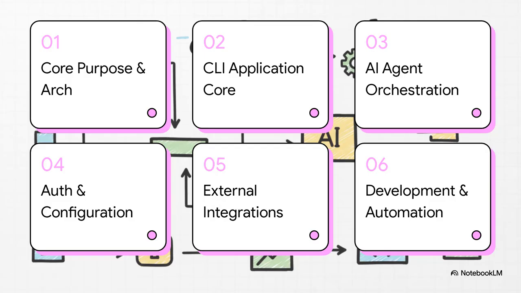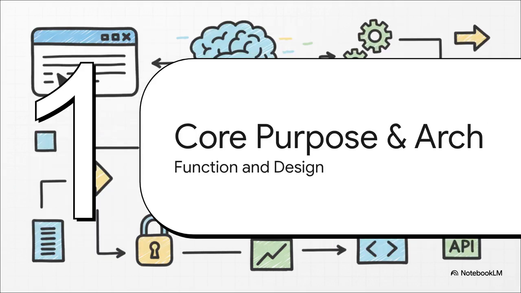We'll start with the core purpose and architecture. Then we'll dive into the CLI application itself, followed by a look at the AI agent orchestration. After that, we'll cover authentication, external integrations, and we'll finish up with development and automation. Okay, let's get started with Section 1, the core purpose and architecture of the repository.